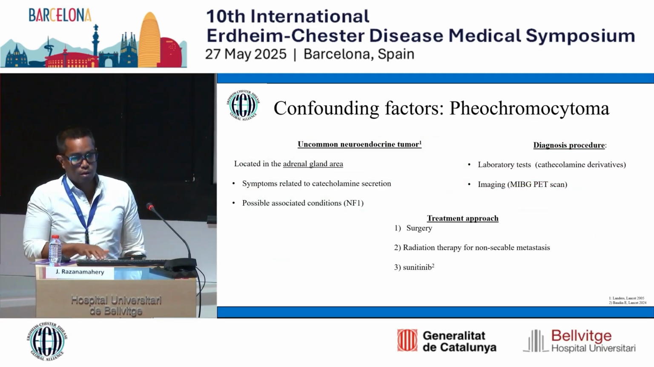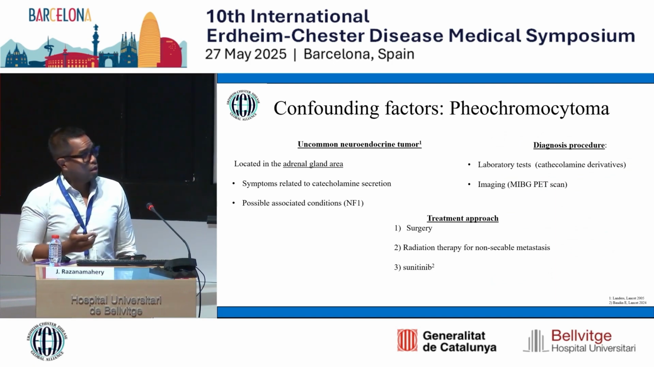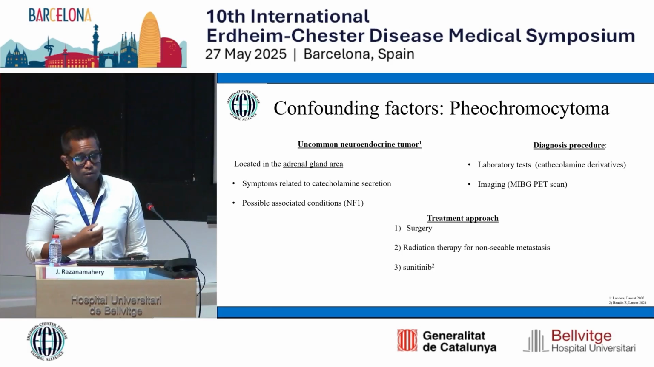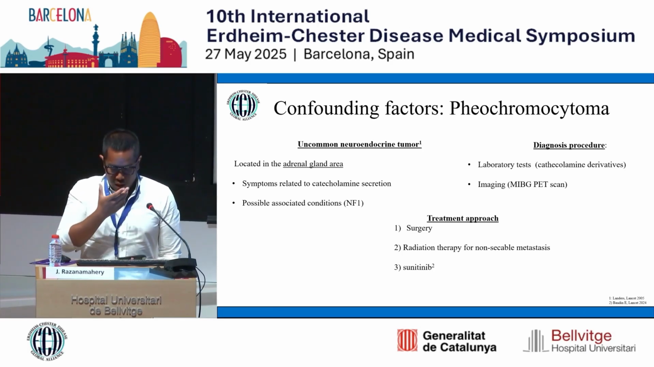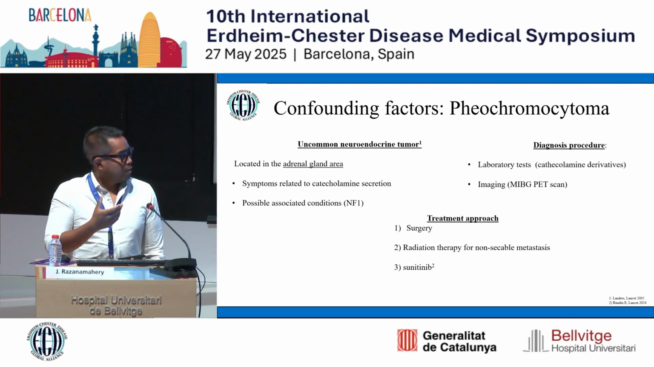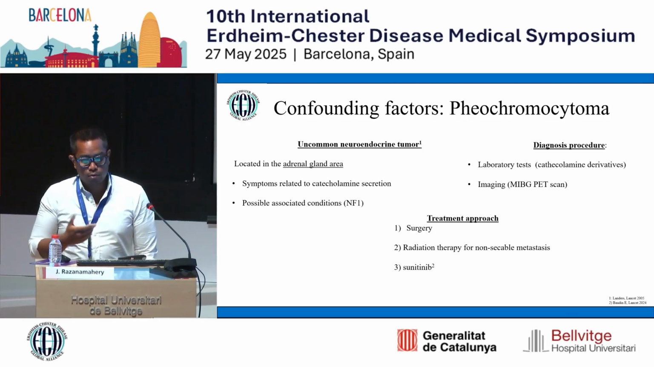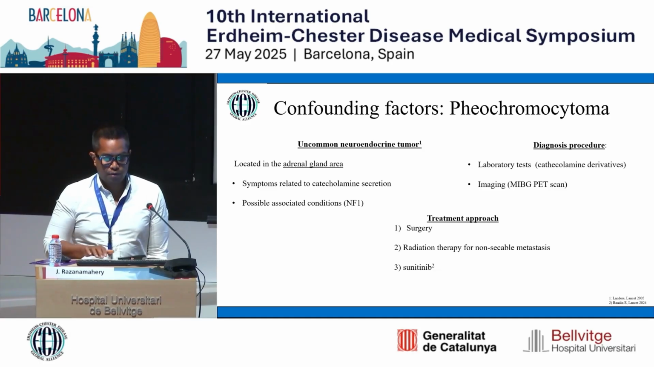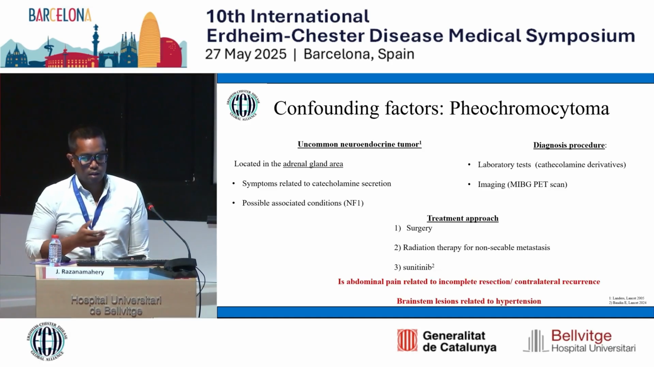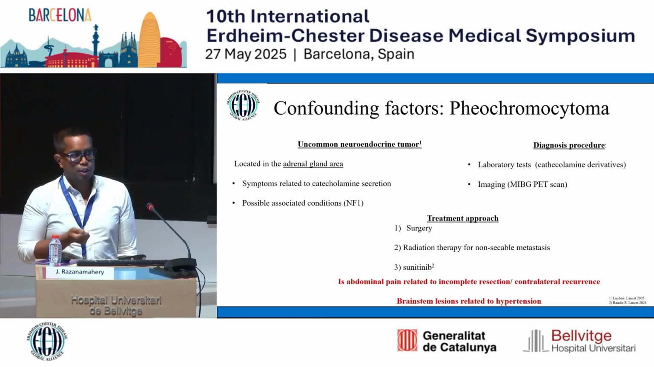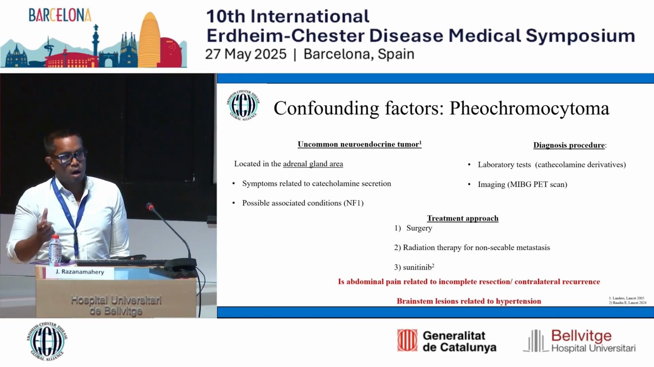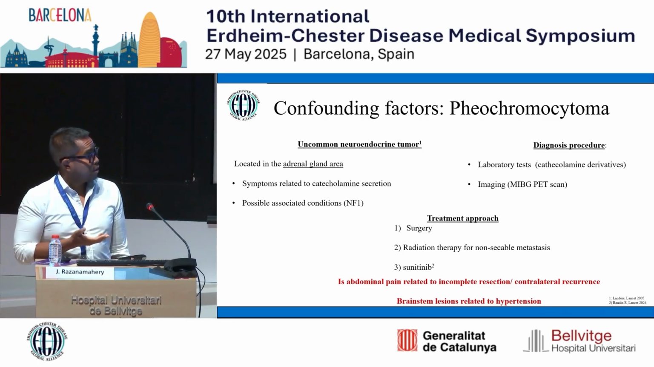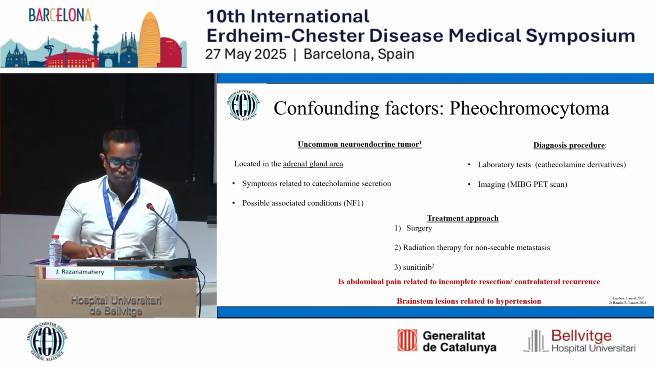So the treatment is surgery, which is effective in about 90% of the case. You can do some radiation therapy, and for some patients with some other location, because it can happen, there is some trial with sunitinib, which seems to be effective. But the problem is that despite the surgery, some patients develop a contralateral lesion like 8-9 years after the initial surgery, and there are cerebral lesions related to hypertension, which is really common in this condition.